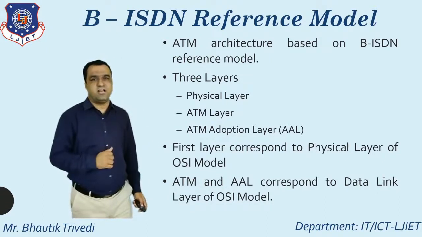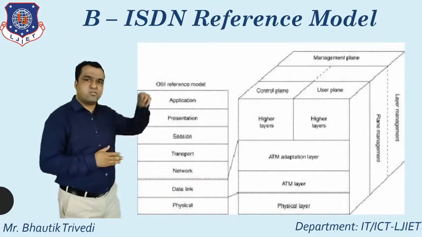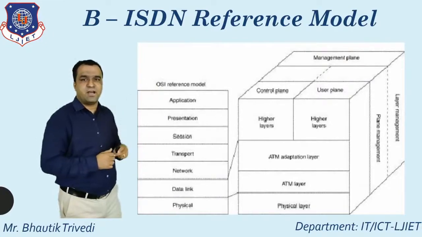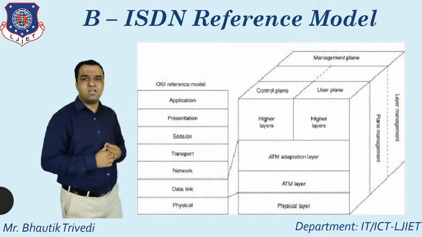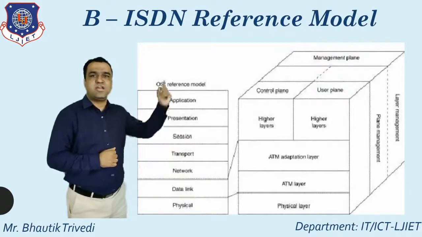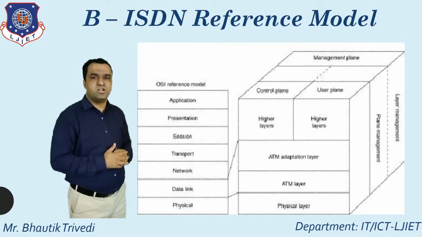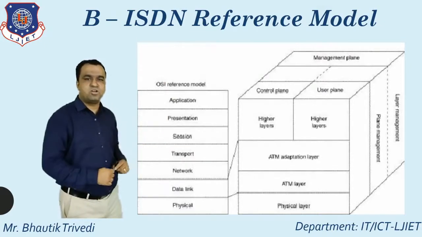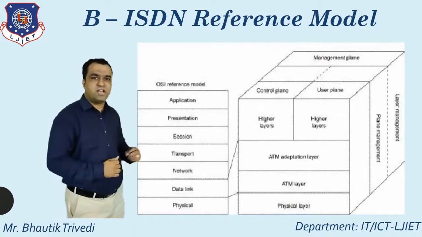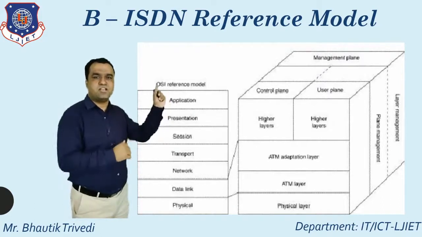Now all of you just see the diagram for the BISDN reference model. First I will explain this diagram directly, and then I will explain each and every term of it properly. Here you see the OSI reference model. The topmost layer is the application, then the presentation, then the session, then the transport, then the network, then the data link, and then the physical. The bottom layer is the physical layer and the topmost layer is the application layer.